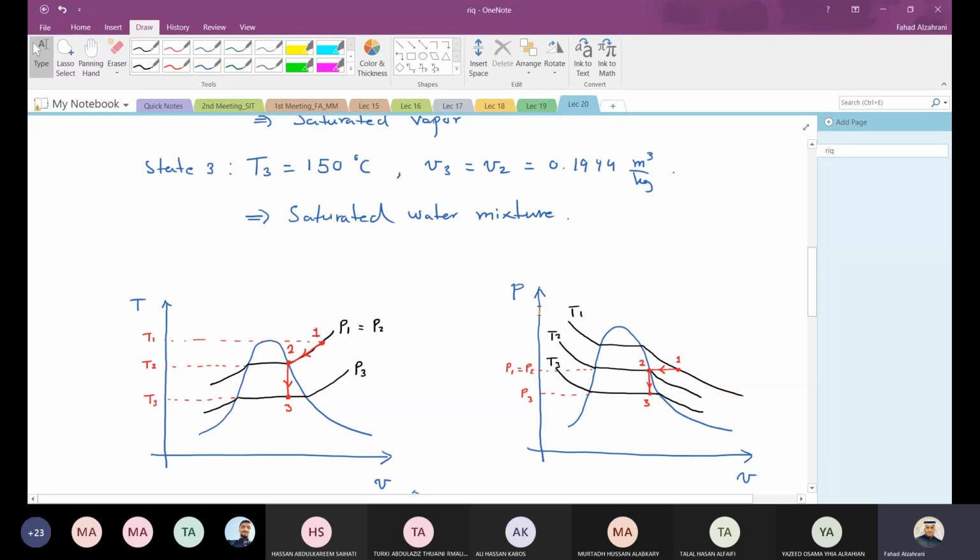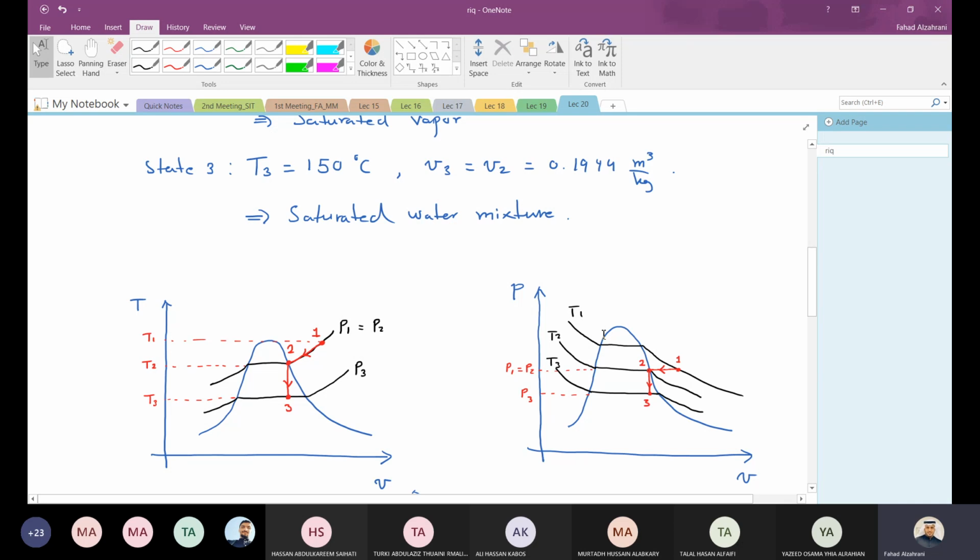Okay, so if you can see in the TV diagram, from 1 to 2 is a constant pressure, so I'm going to walk along the constant pressure line from state 1, which is superheated vapor, to state 2, which is saturated vapor. Process 2 to 3 is a constant volume process, so I go vertically down to the lower pressure, which is the saturated mixture state at state 3. Okay.